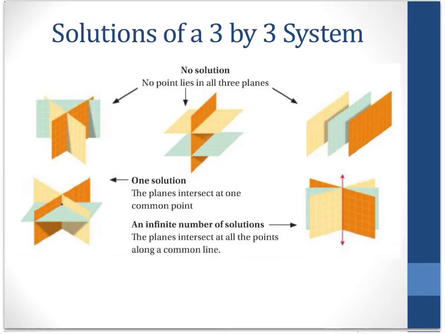Just like with a 2x2 system, 3x3 systems can have no solution, and that's when the three planes that we're looking at have no points in common. One solution means that they're going to intersect and we're going to get an ordered triple as our answer, or infinitely many solutions whenever they overlap in a common line.